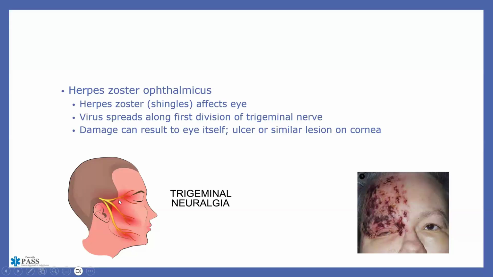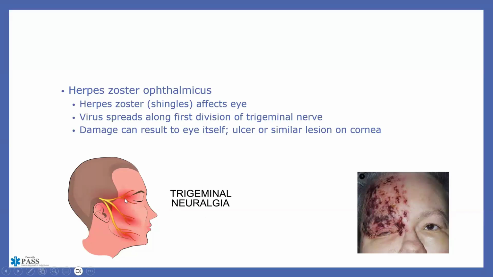So herpes zoster travels along this first branch of the trigeminal nerve, and that is where you are going to see this. If it was on that second branch, it would be down here more on the cheek. And if it was the third branch, then it would be down on the jawline, but it doesn't normally follow that dermatome. It is up into that first division of the trigeminal nerve, and that's what they're trying to show you here. Damage can result to the eye itself, the ulcer, or similar lesion, or the cornea.